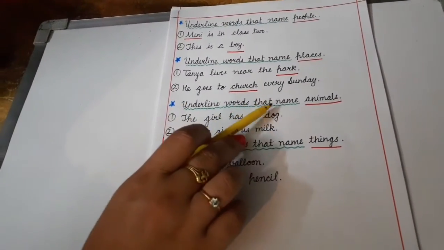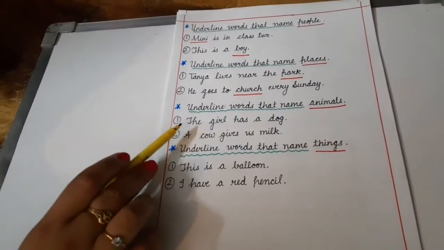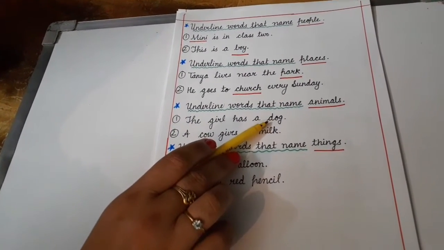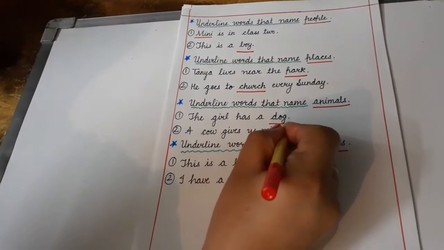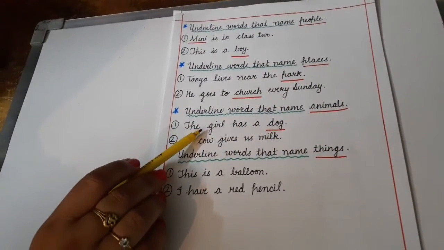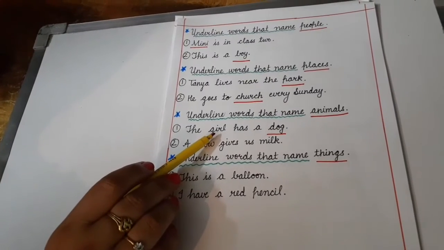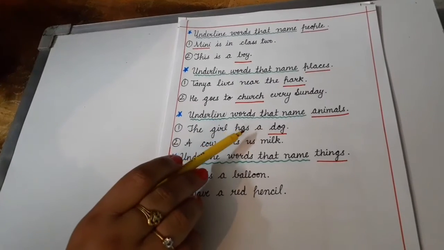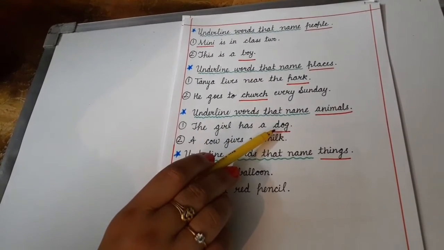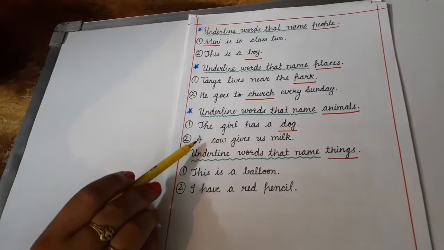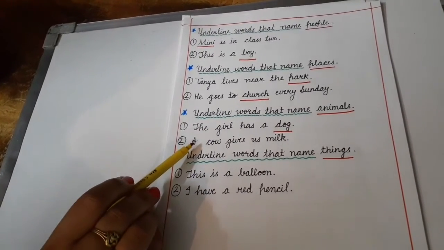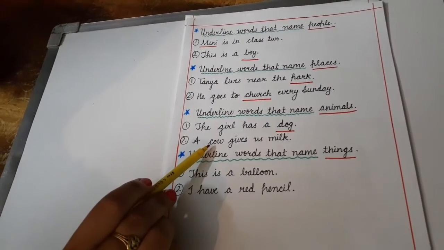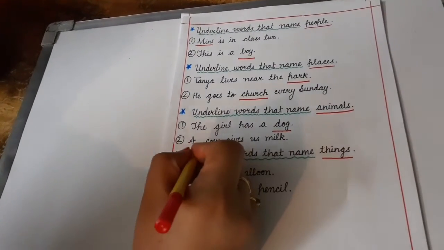Underline words that name animals. First, the girl has a dog. Dog is an animal. So let's underline the dog. Remember, the girl is also a noun. But in this question, we have to underline the names of animals. Now come to the next question. A cow gives us milk. So, cow is a name of an animal. So, let's underline the cow.